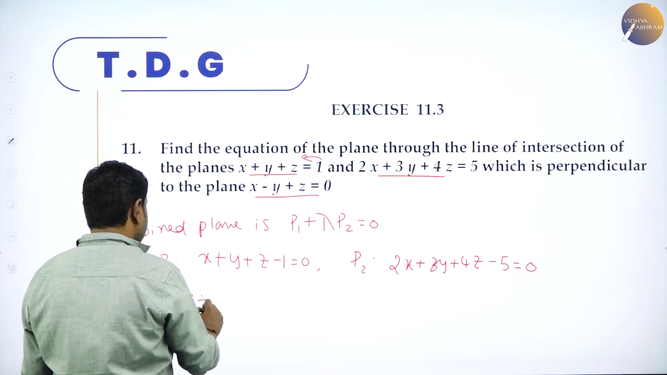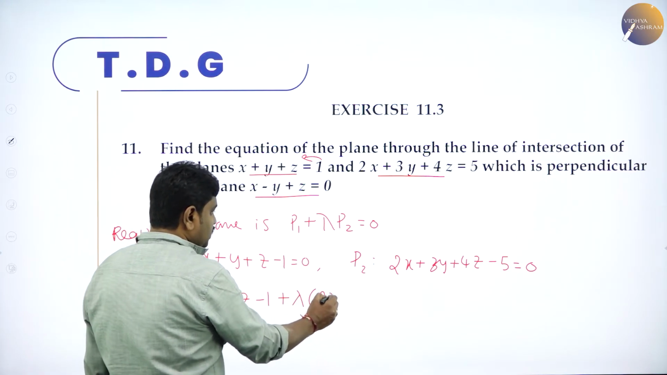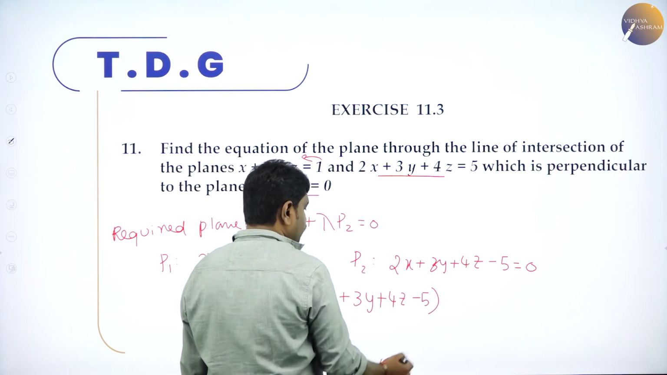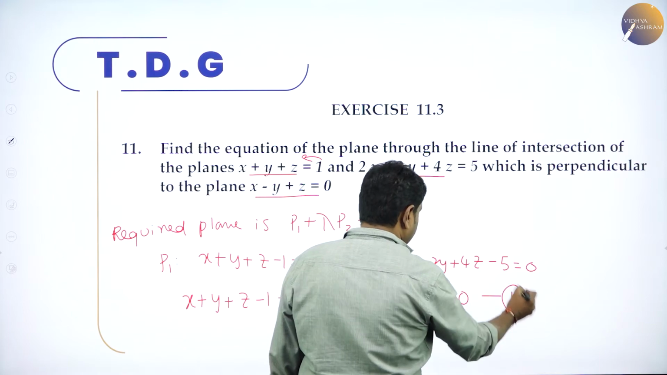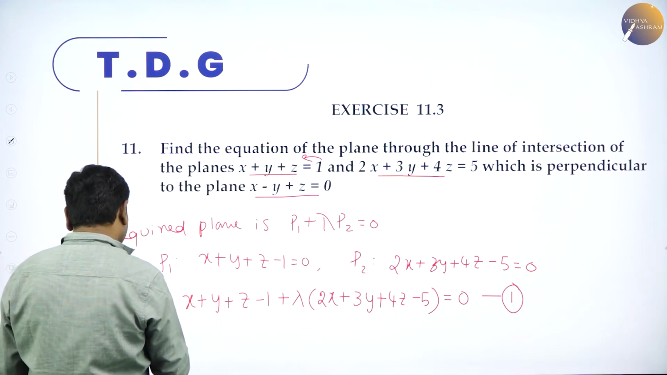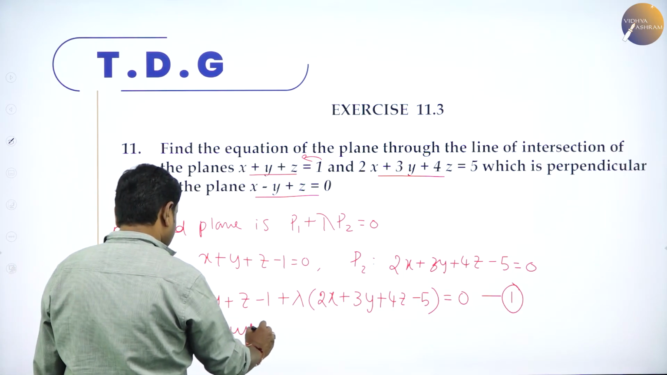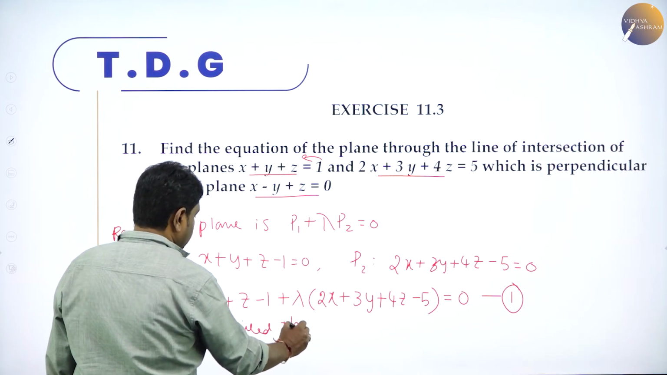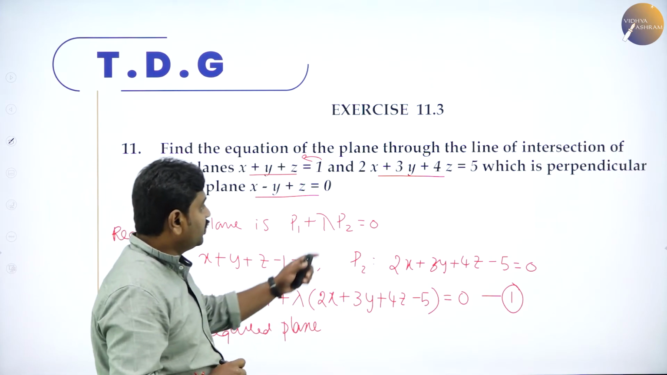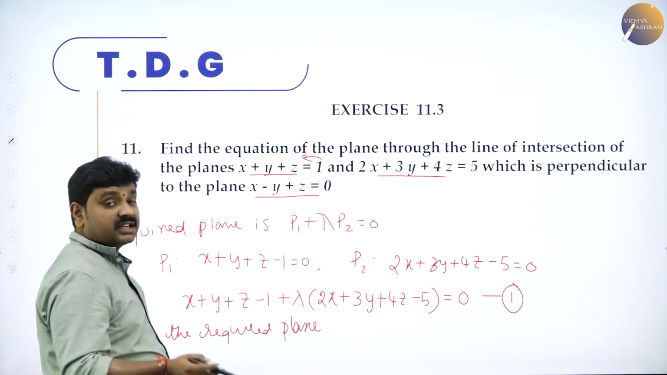P1 plus lambda P2 means x plus y plus z minus 1 plus lambda times (2x plus 3y plus 4z minus 5). So equate it to 0. This is the required plane. Call it equation 1. So we wrote the required plane. Now we need to get the value of lambda. In order to get it, they told a hint. But the required plane, we'll write it in standard form.